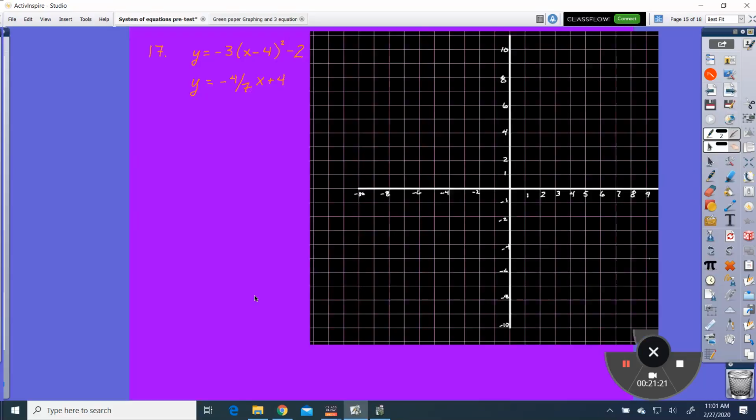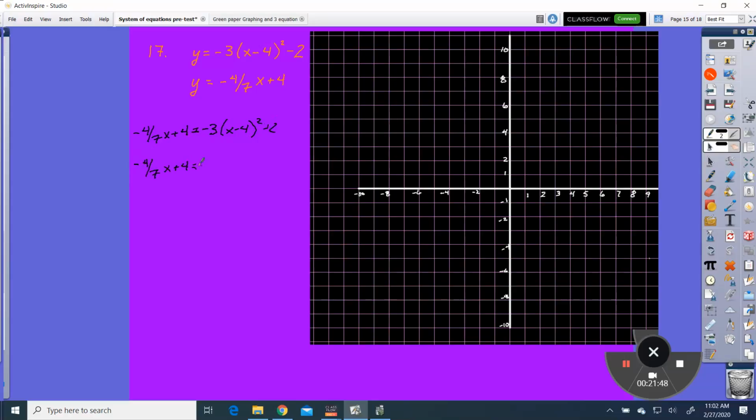All right, the next question. Down at the bottom, it has some problems. I decided I could do this one graphing. You could do it using a system of equations. I could replace this y up here and put them equal to each other. Okay, so you could do this.